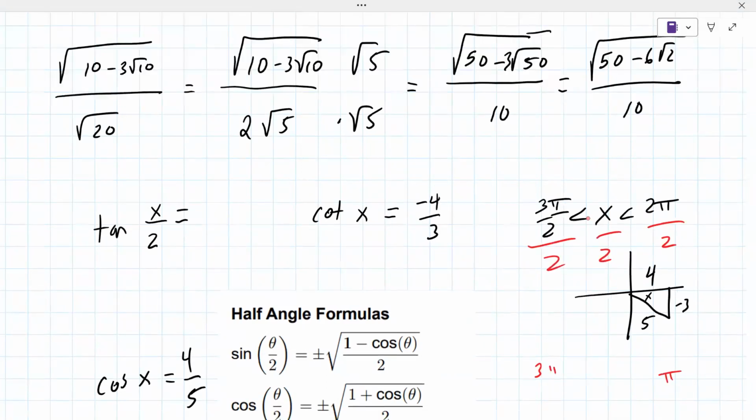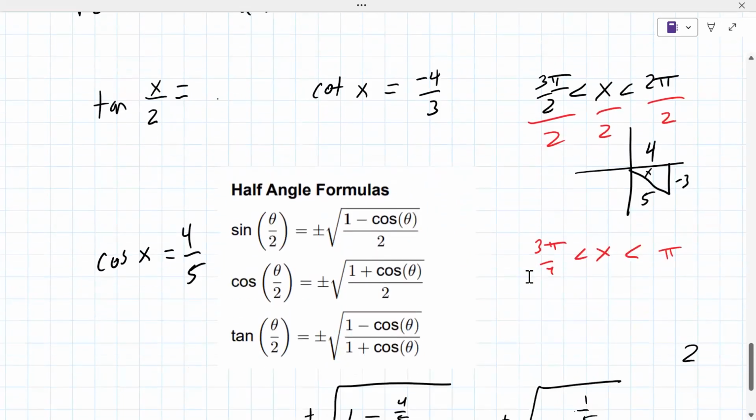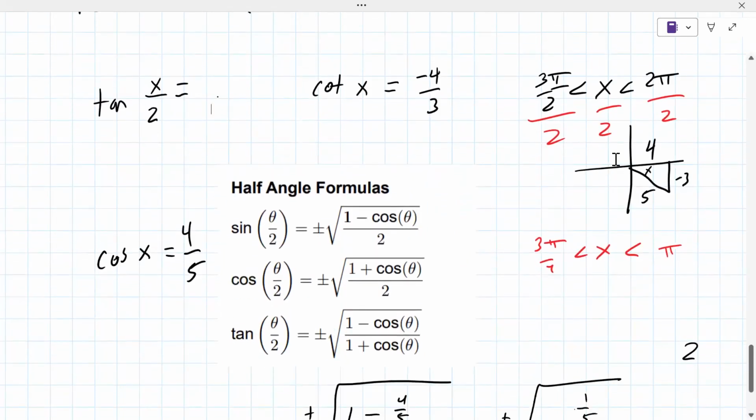That's pi, that's 3 pi over 4. What quadrant are you in? I said second. That is the second quadrant. And what do we know about tangent in the second quadrant? Is it positive or negative? Positive. Whoops, tangent is negative in the second quadrant.